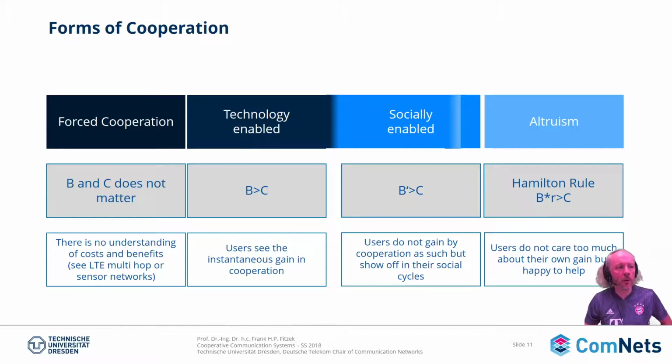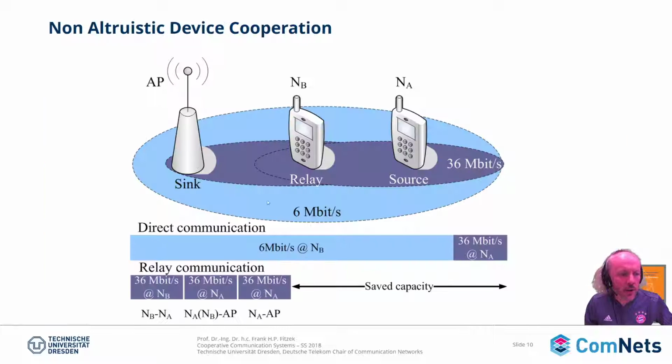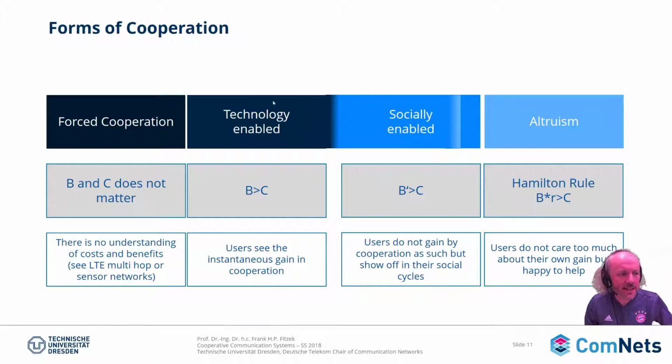If you look at different forms of cooperation, then we have here more or less 4 different zones. One is the forced cooperation. One is technology enabled. The other one is socially enabled. And we have something called altruism. So forced cooperation means if you look at node B, the network operators can tell him, you have to do that. Whatever it takes, if there's a request for relaying, you have to do it. So benefit and cost will not matter in the end, right? This is not very nice, but this could be done by the network operator.